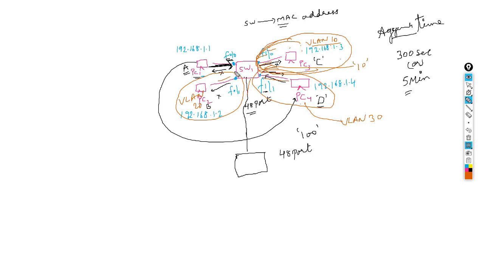Single broadcast domain means all the traffic goes to all the interfaces. Now I created VLAN 10 and put some interfaces in VLAN 10. I created VLAN 20 and put some interfaces in VLAN 20. I created VLAN 30 and put some interfaces in that one. So VLAN 30 traffic will not go into VLAN 10, and VLAN 10 traffic will not go into VLAN 30 and 20.